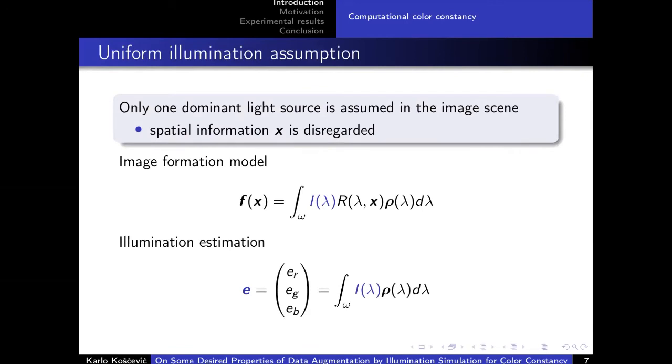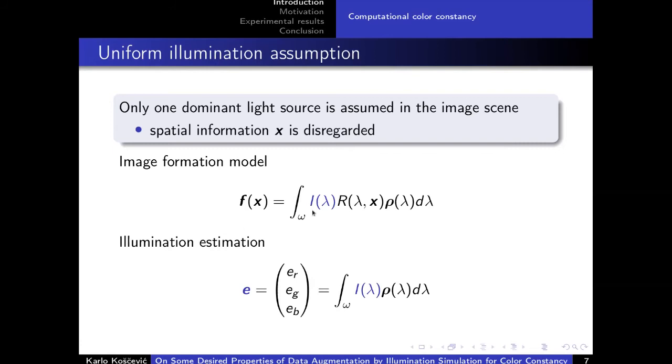Usually, or most often, when we are estimating illumination, methods assume that there are not many illumination vectors or light sources in the scene, but that there is only one light source present in the scene. When the methods assume that, we are talking about the uniform illumination assumption. So basically, we assume that there is only one dominant light source in the image scene, and by assuming that, we can omit the spatial information X from our image formation model and from our illumination estimation model as well, as you can see here.